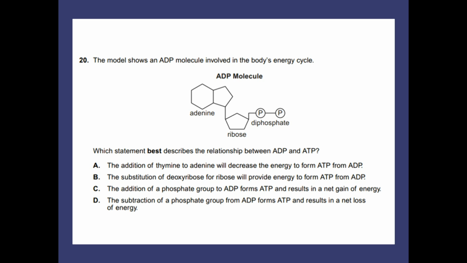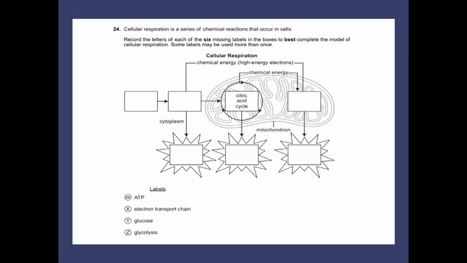Okay, the model shows an ADP molecule involved in the body's energy cycle. Which statement best describes the relationship between ADP and ATP? For this one, we want to go with letter C. The addition of a phosphate group to ADP forms ATP and results in a net gain of energy. So we can add another phosphate like this. That's like recharging the battery. This turns ADP into ATP. And we can use that to perform some sort of cellular function, okay? Great job on that. Let's go on to the next one.